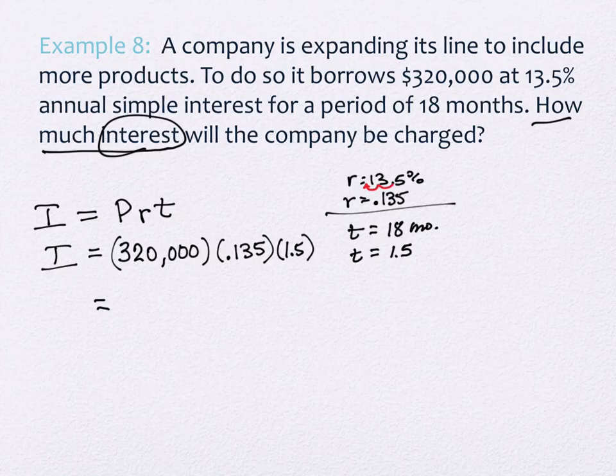So if you grab your calculator and you multiply 320,000 times 0.135 times 1.5, what is the amount of interest that this company will owe to the people who are borrowing their money from? $64,000. Say 800. Yes, 64,800.